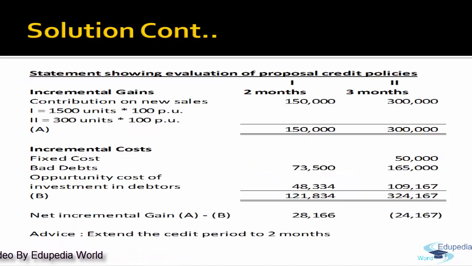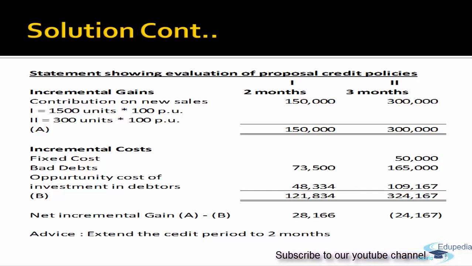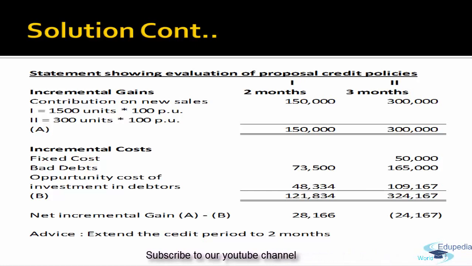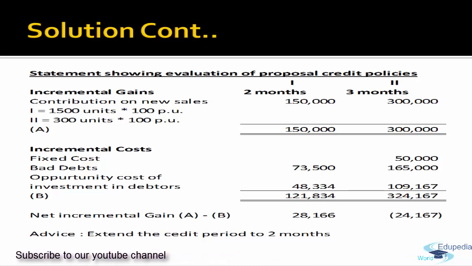So if I have to evaluate both the proposals, we have already computed the incremental cost, that is bad debts and the incremental cost of opportunity, which sums up to 1,21,834 in the 2 months credit policy, and for the 3 months credit policy it will be 3,24,167. In 2 months, what is the incremental gain? There is an increase in the contribution per unit. From 10,000 units, we'll jump to 11,500 units. So there is an increase of 1,500 units sold. Due to that increase, there is a 100 per unit contribution which is adding to the company, which sums up to 1,50,000 incremental gain.